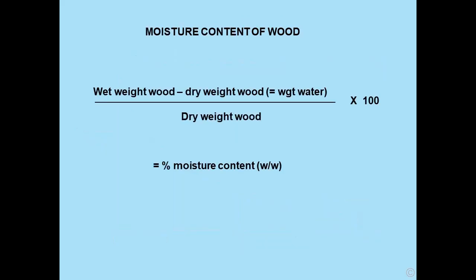So we then come to the calculation. That's the wet weight of wood, i.e. its original weight, minus the dry weight, and that gives us the weight of water, over the dry weight of wood, times 100, will give us the percent moisture content by weight.